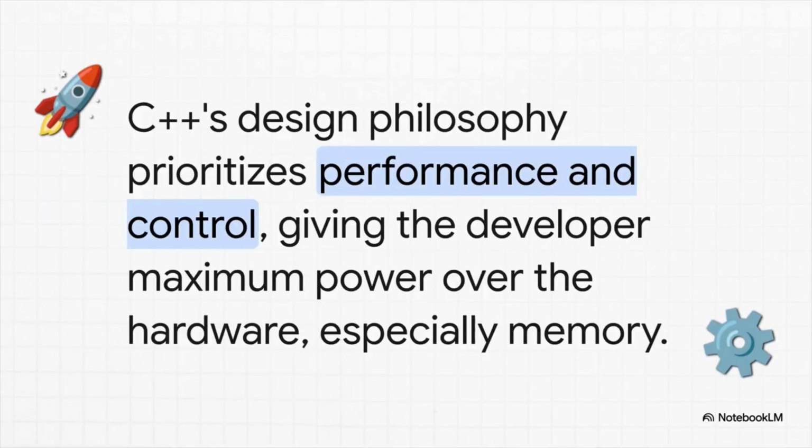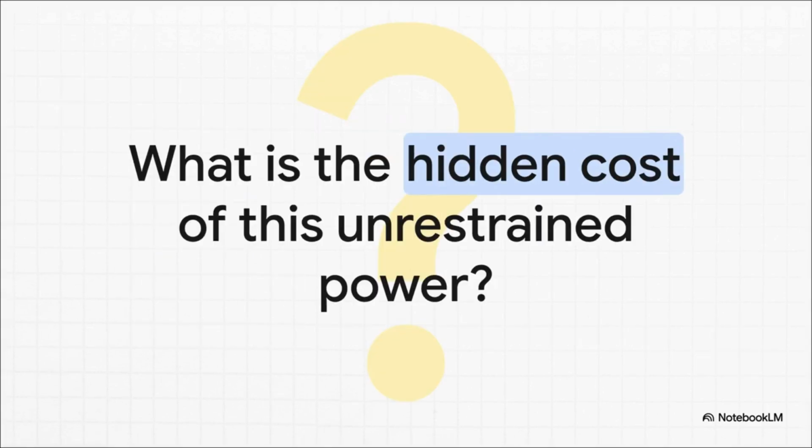All right, let's start with the legend itself, C++. For decades, this has been the language for anything that needs serious performance. We're talking game engines, entire operating systems, you name it. And its whole philosophy is built on one idea. Give the developer absolute power and direct control over the computer's hardware, especially its memory. And that right there, that total control, is what makes C++ so incredibly powerful.